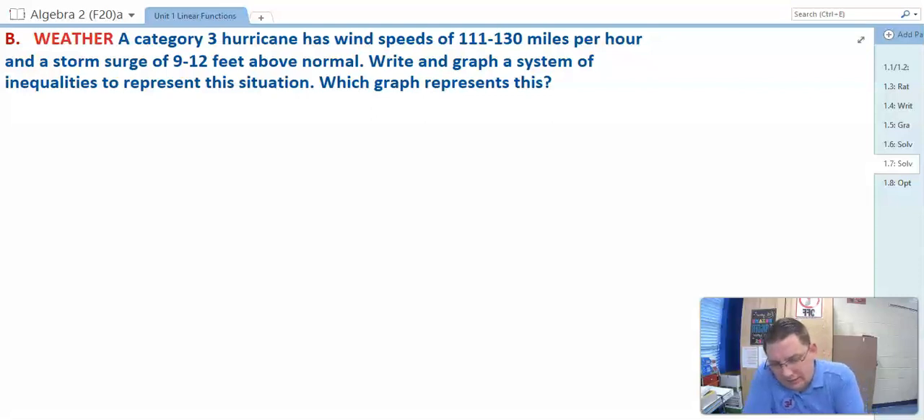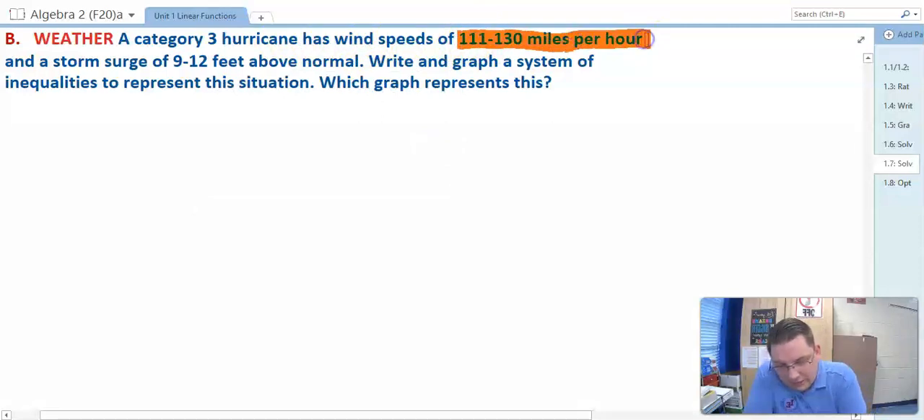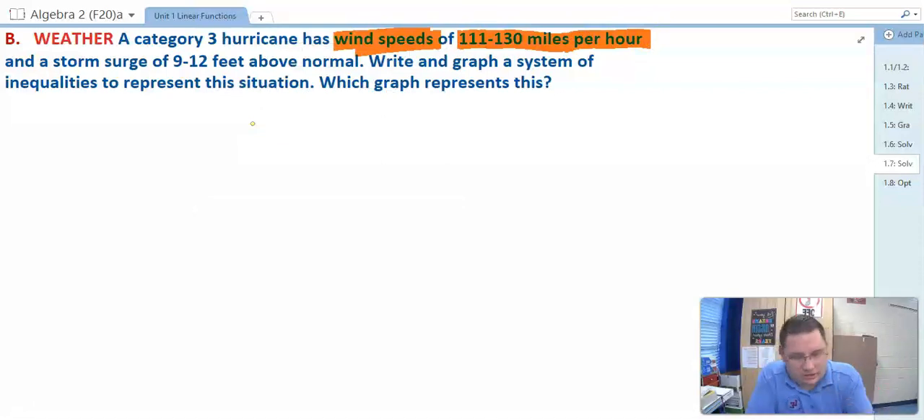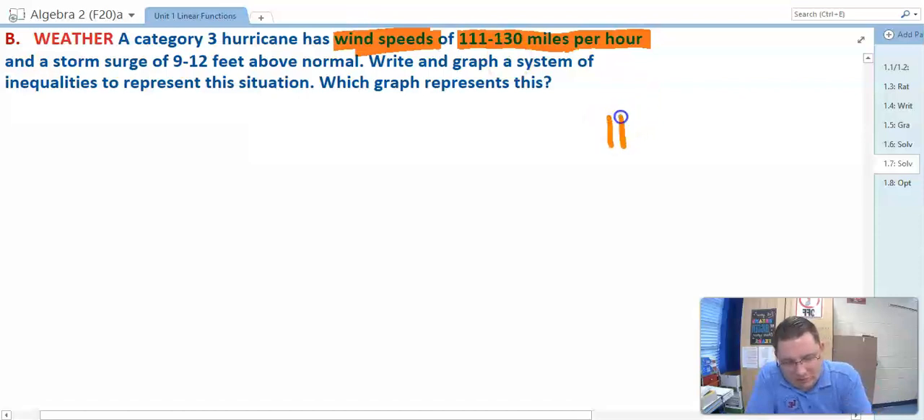In this case, again, I'm going to use orange and blue because I have the highlighters of them. We have a Category 3 hurricane that has wind speeds between 111 and 130 miles per hour. So that's wind speed, right? So we're not dealing with an inequality that is like W is less than or W is greater than. We're now dealing with a compound inequality. So my speeds have to be between 111 and 130. Now, can the speeds be 111? Can the speed be 130?